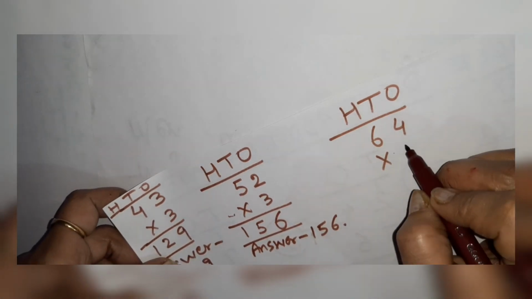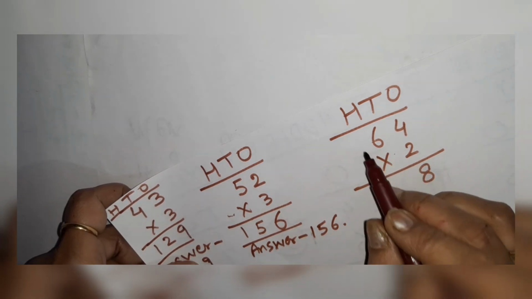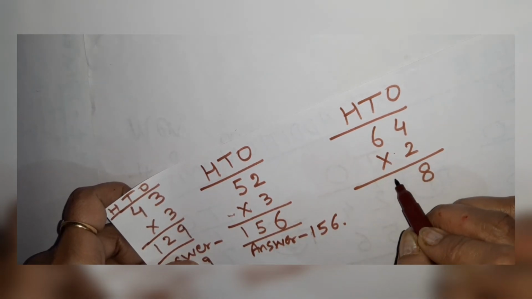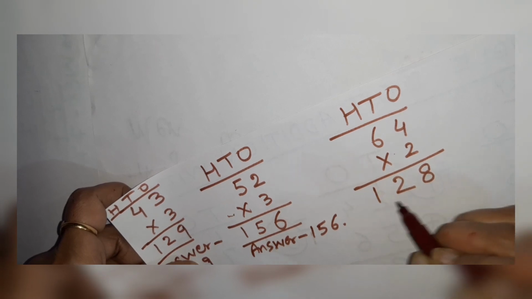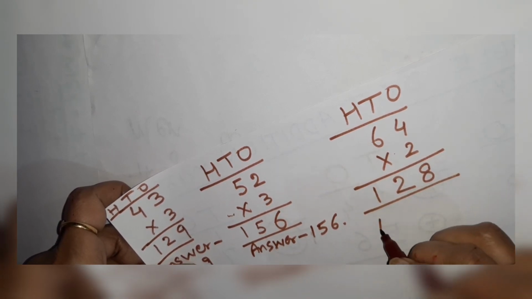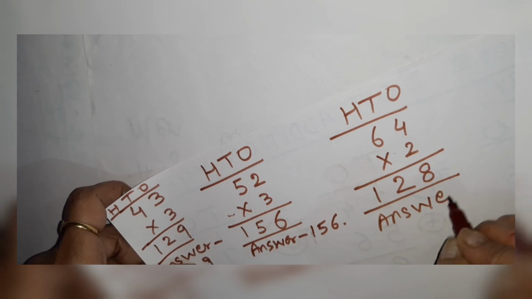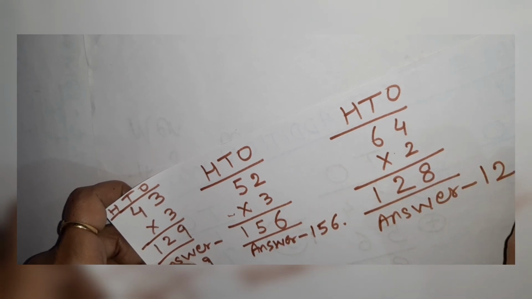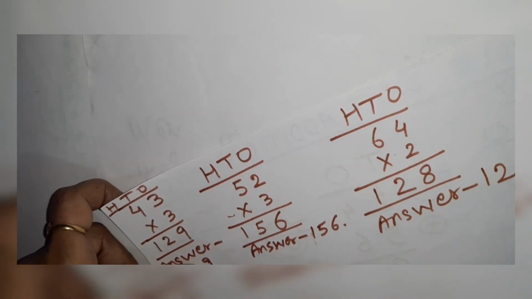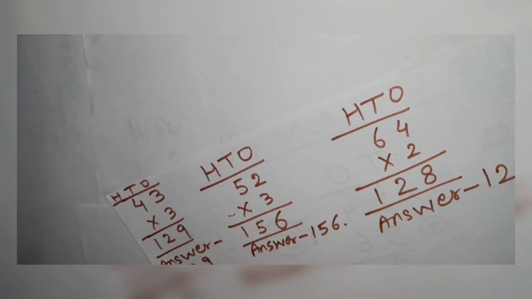Next, suppose I take one more example I am showing. I take 64 multiplied by 2. So two 4's are 8, and two 6's come to 12. So I write 2 here, I write 1 here. It will be 128. The answer will be 128. Okay. So this way we can do the multiplications, and this multiplication is without carryover.